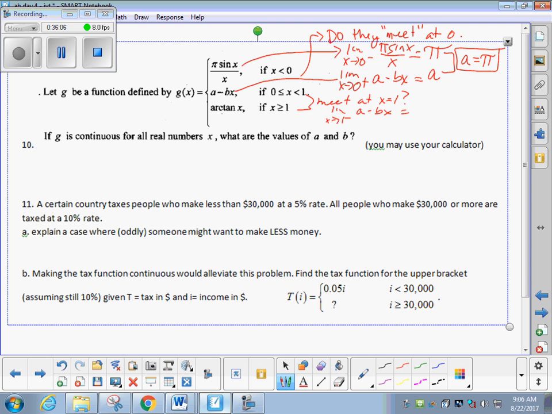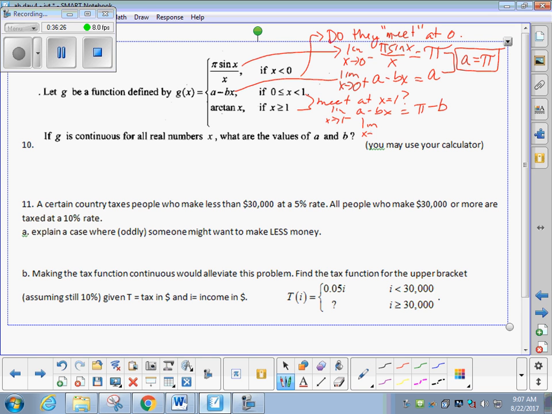Now, we actually know two things now. X is approaching 1, and a, we just found, is pi. So what does that approach? Pi minus b, okay? That needs to equal the limit from the right.